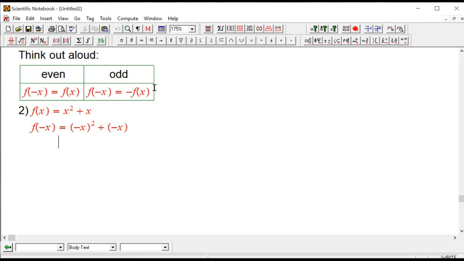Now, negative x squared is the same as x squared, and over here it is minus x. So now we compare these two. Apparently they're not the same. So we can say f of x is not the same as f of negative x. Then we can say f of x is not even, by the definition of even function.